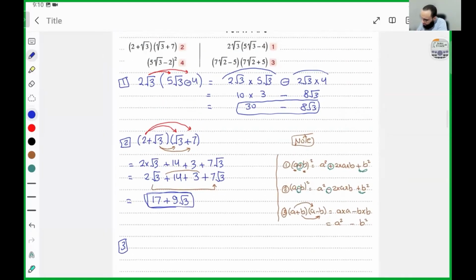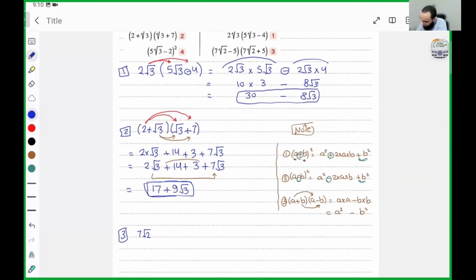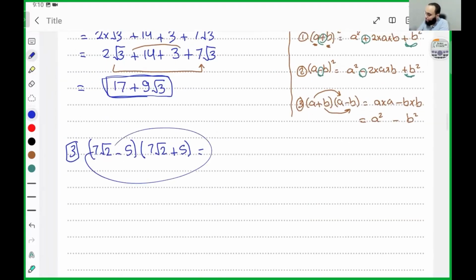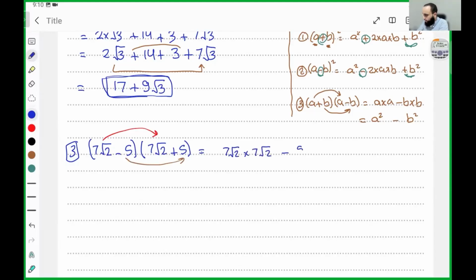It's 7 root 2 minus 5, beside it, 7 root 2 plus 5. I think, Nadine, right now this is the third case, correct? Yes. The first number is the first number, the second number is the second number, and between them there is one subtraction and one addition, so this is the third case. How can you do it? The first times the first minus the second times the second. Then it's 7 root 2 times 7 root 2 minus 5 times 5.